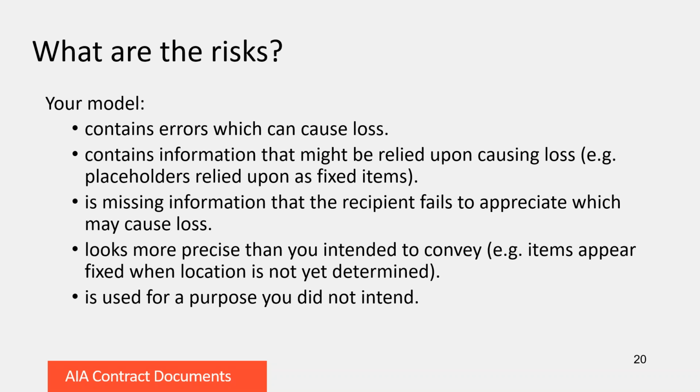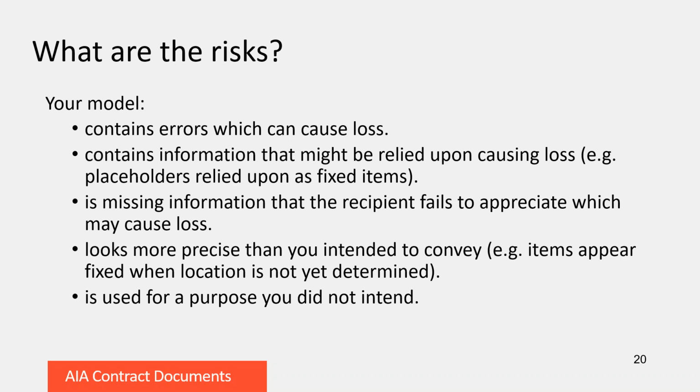So for example, does the model contain errors which can cause loss? Well, it is certainly possible that models can. The real question is, is it more likely that models will contain errors than 2D drawings? Because we're not really talking about risks in the abstract. We're really talking about, is modeling riskier or less risky than not modeling and using the traditional 2D drawing process? And so, from that standpoint, obviously models can contain errors, but so can 2D drawings.